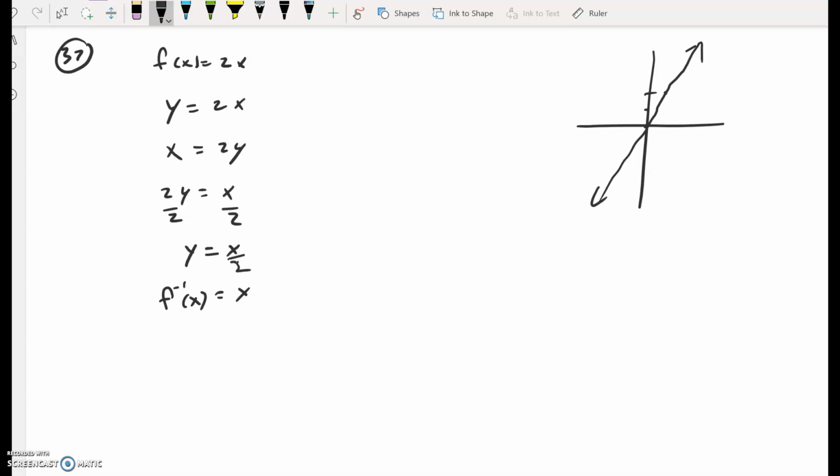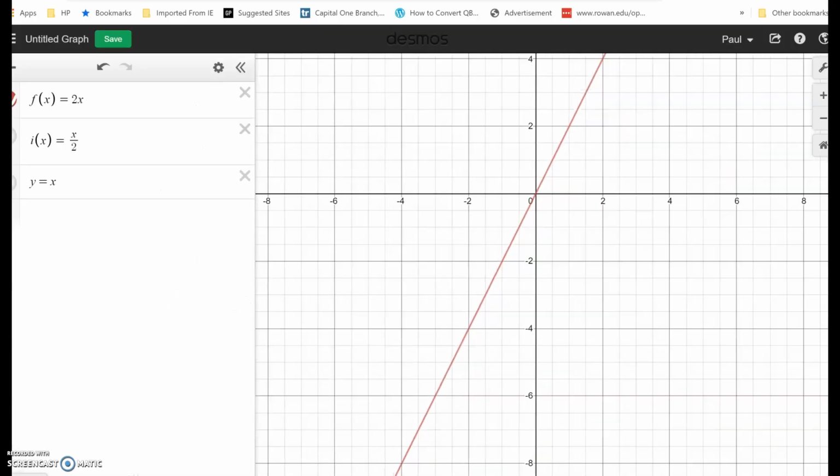So we have that the inverse function is x over 2. Now where is x over 2? Well, it has a y-intercept of 0, but it has a slope of up 1, right 2, so it goes like this. And notice there's symmetry about this line, y equals x. We can always expect that symmetry. That's a good thing. Let's go see what Desmos has to say about this.